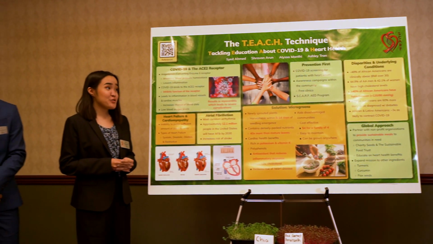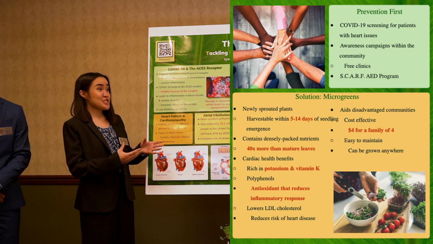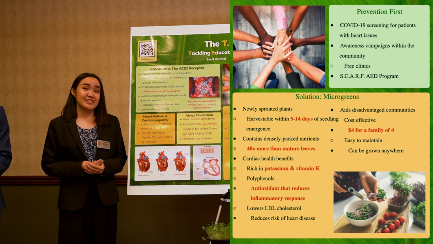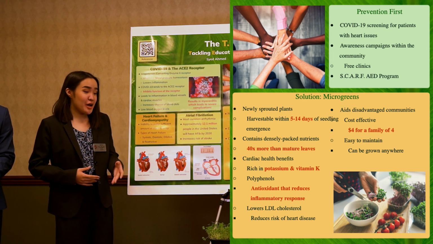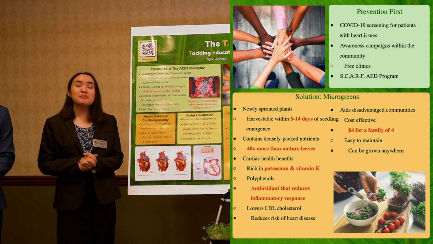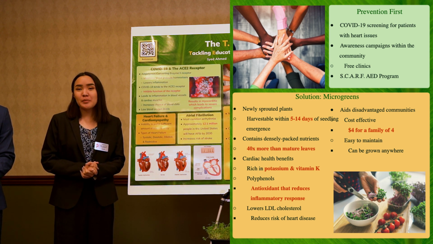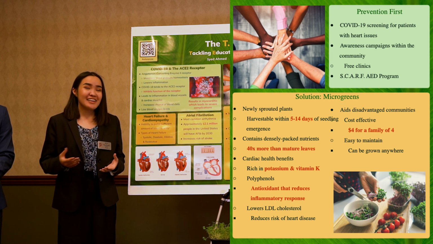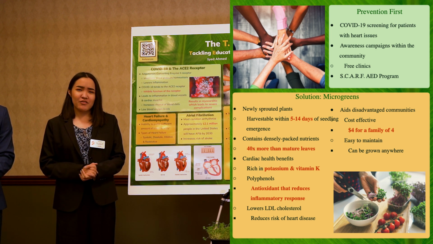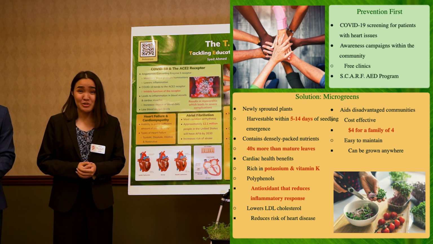Yes, so we wanted to fit alongside this prevention-first approach as well as continue to target these low-income communities, so that's why we decided to focus on microgreens. Microgreens are newly sprouted plants without roots that can be harvested between 5 to 14 days after seeding. Due to their short growth period, they tend towards aromatic flavors and very concentrated and densely packed nutrients.